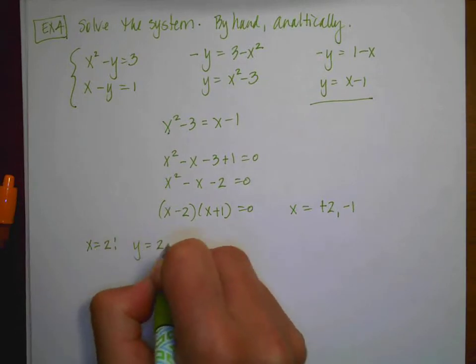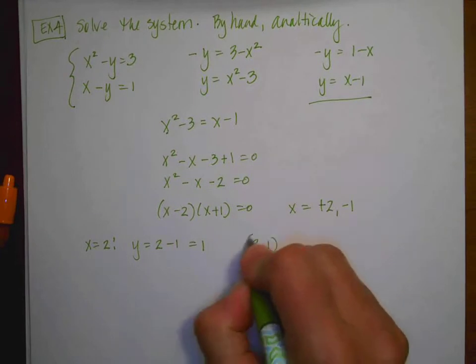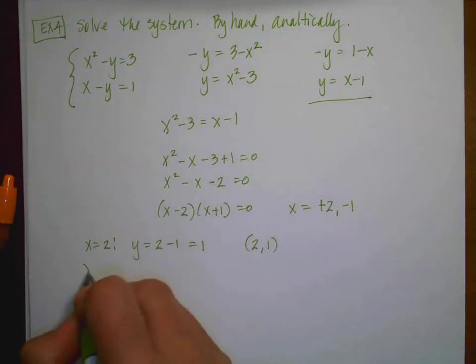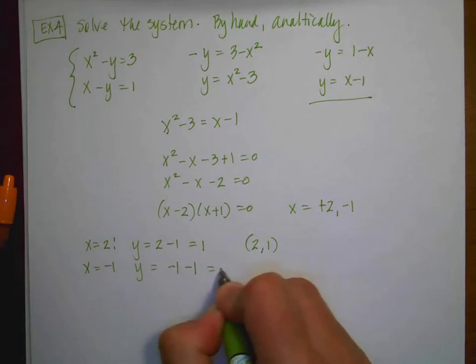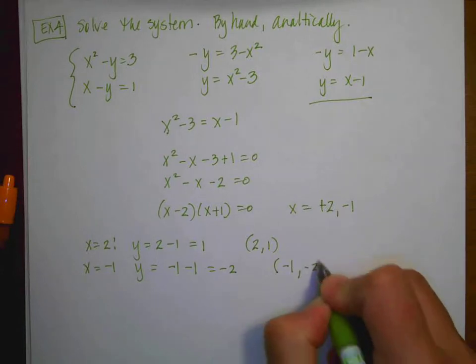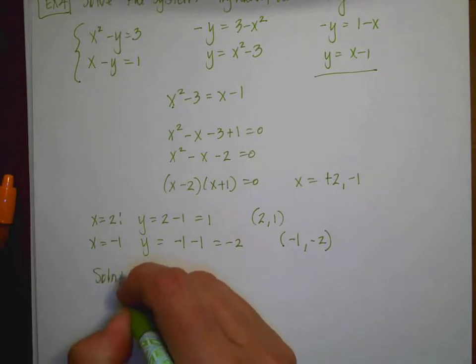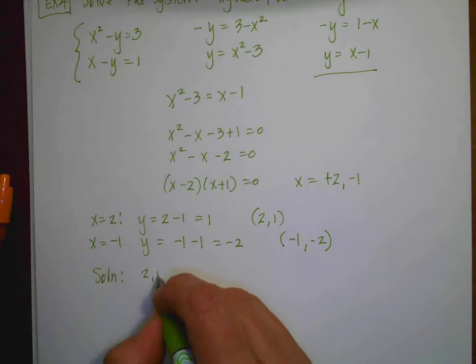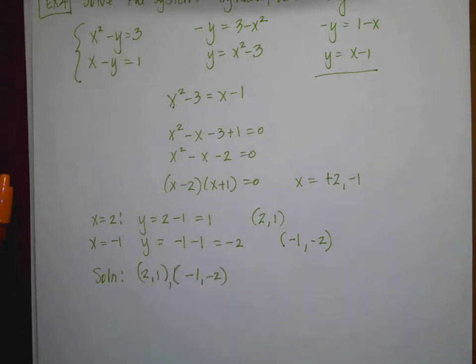So if x is equal to 2, then y is equal to 2 minus 1, which is equal to 1. And so that ordered pair is going to be (2, 1). And if x is equal to negative 1, y is equal to negative 1 minus 1, which is negative 2. And that ordered pair is going to be (negative 1, negative 2). So I would write that my solution to the system is (2, 1) and (negative 1, negative 2). That's in parentheses. Alrighty? So really pretty simple.